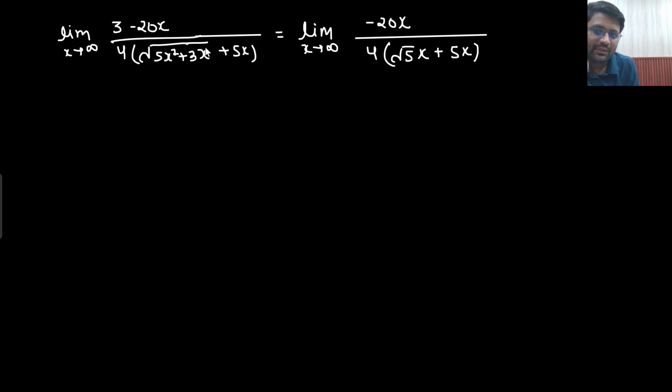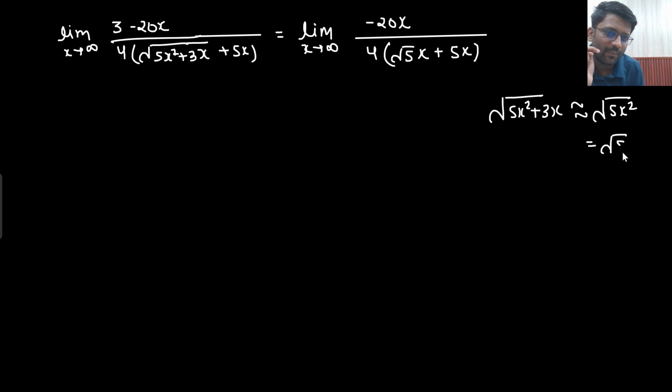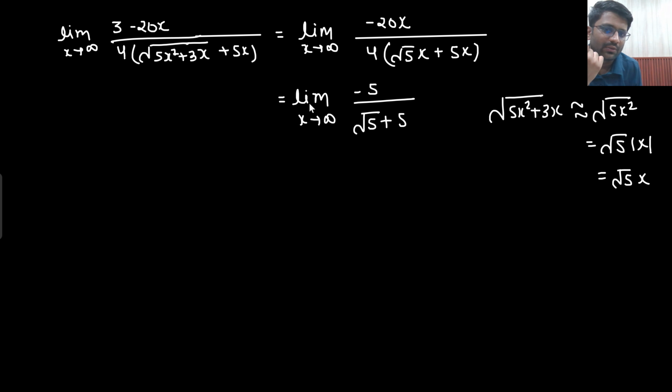4 was constant. Now this particular value has become very larger than this. 5x square is very larger than 3x. Under root 5x square plus 3x was there, so it could be approximated to under root 5x square, and that would be equal to under root 5 mod of x, and that would be equal to under root 5 x since x is tending to infinity. Now you can see that x and x I can take common, so x and x will get cancelled out. My answer is coming out to be limit x tending to infinity, this will become minus 20 divided by 4 times under root 5 plus 5. And since this is a constant value, there is no meaning of limit. So this is the answer I am getting.